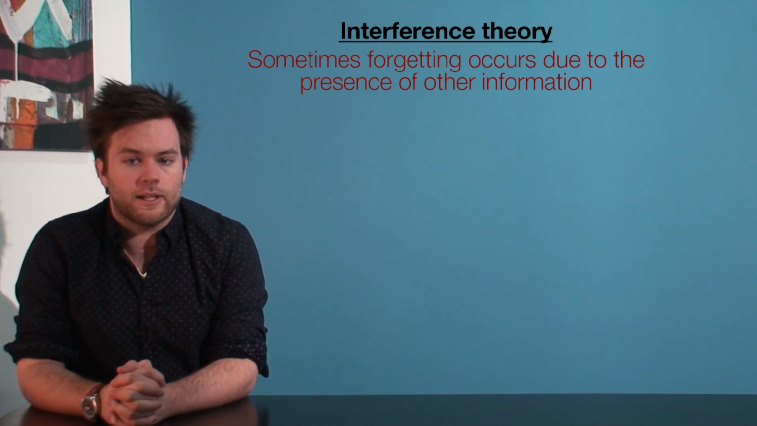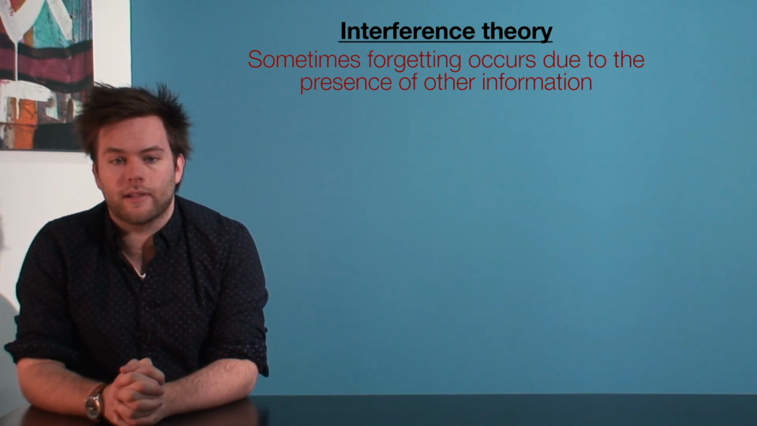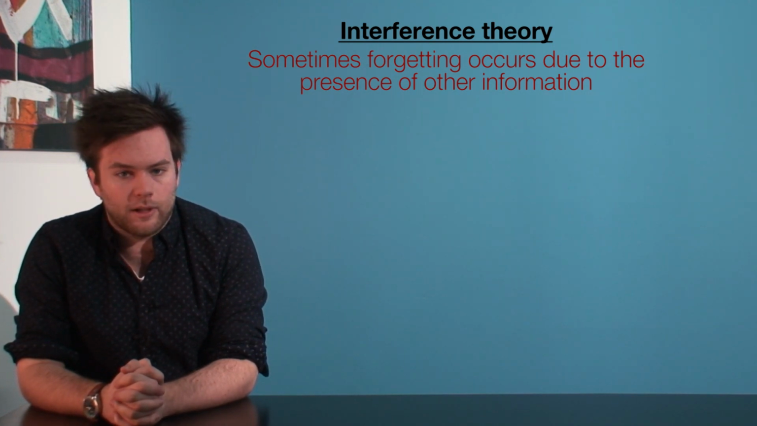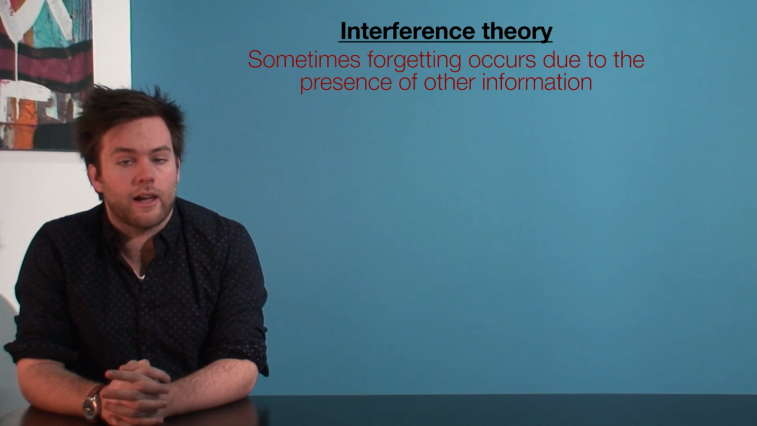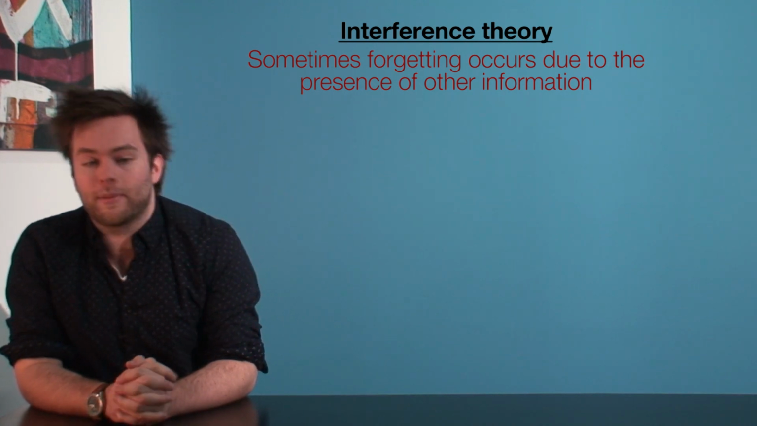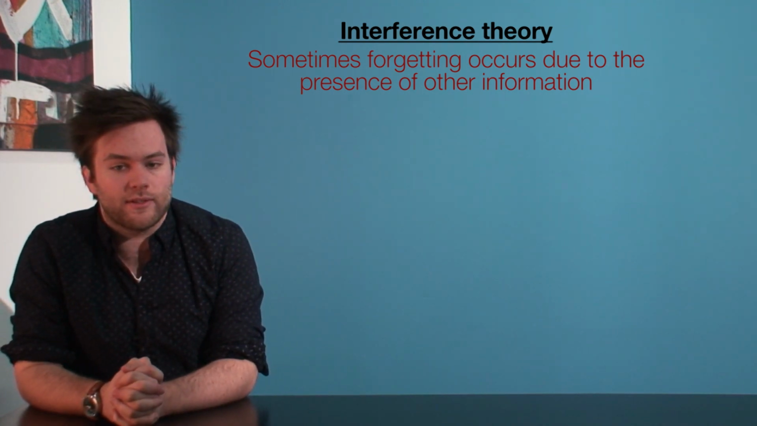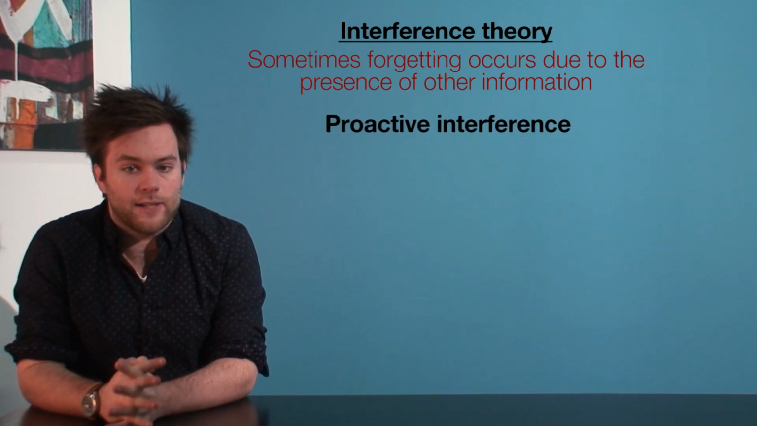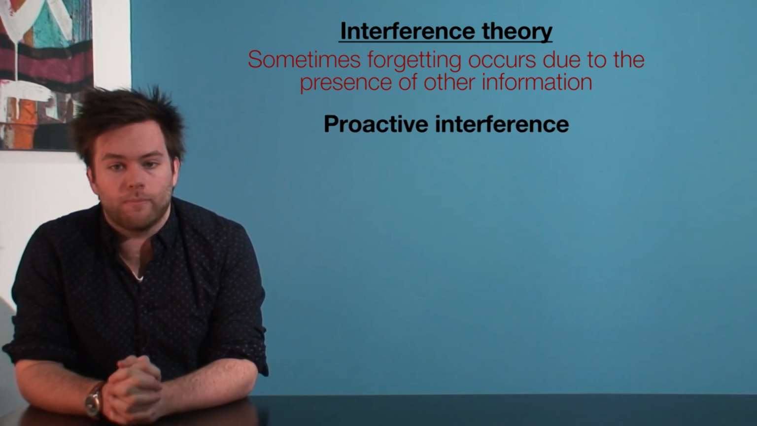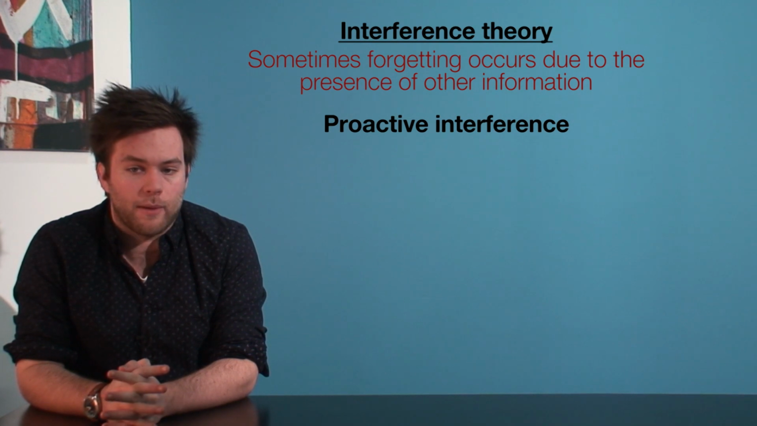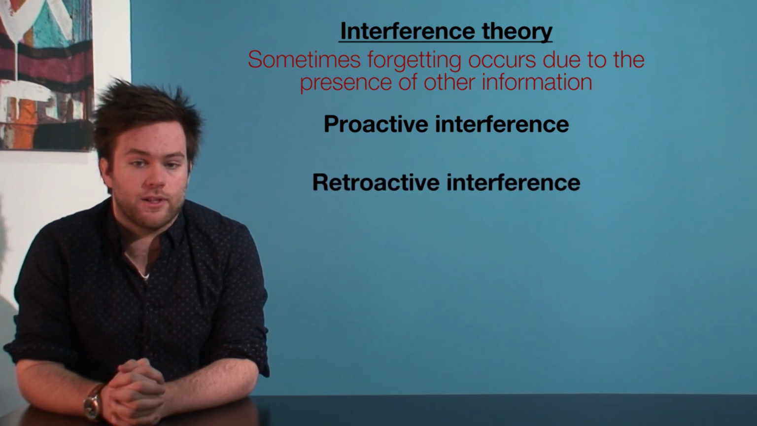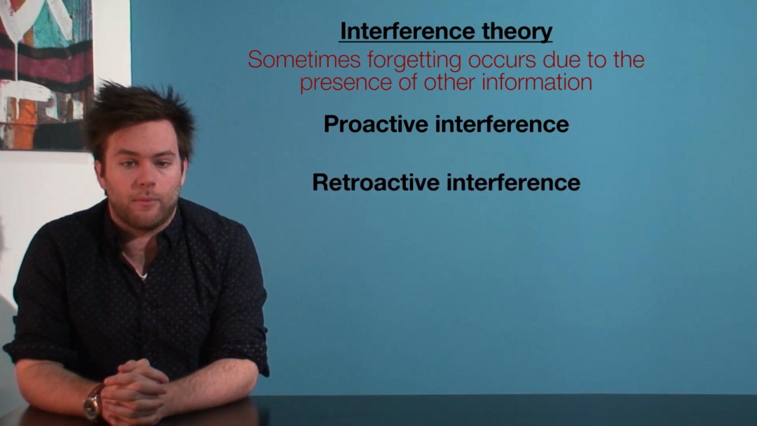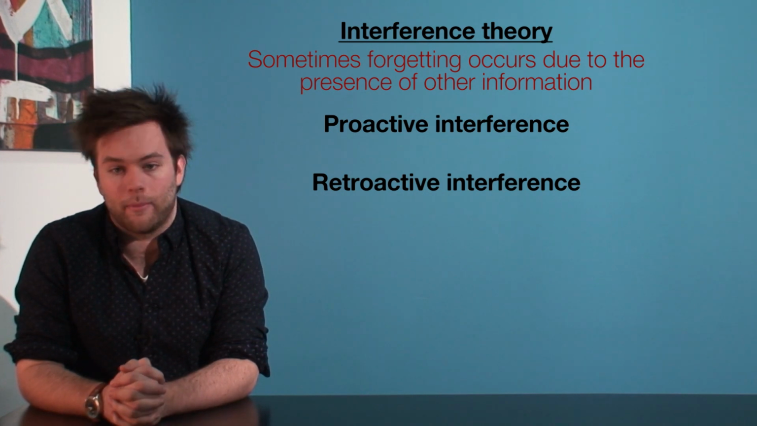Interference theory is particularly poignant when the two memories are very similar. The more similar two memories are, the more likely they are to clash. There are two types of interference according to the interference theory. There is proactive interference, which is when an old memory affects the retrieval of a new memory. And there is retroactive interference, which is when a new memory affects the retrieval of an old memory.